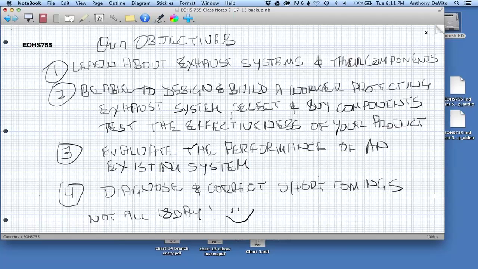Is it really protecting the workers from being exposed to these materials? Was it designed correctly? Or is it an operational problem, a maintenance problem, a defective part, or was it just not designed correctly, and so it never has a chance of even protecting the worker properly? And finally, to diagnose and correct shortcomings in these systems. In other words, identify what the problem is and then fix it.